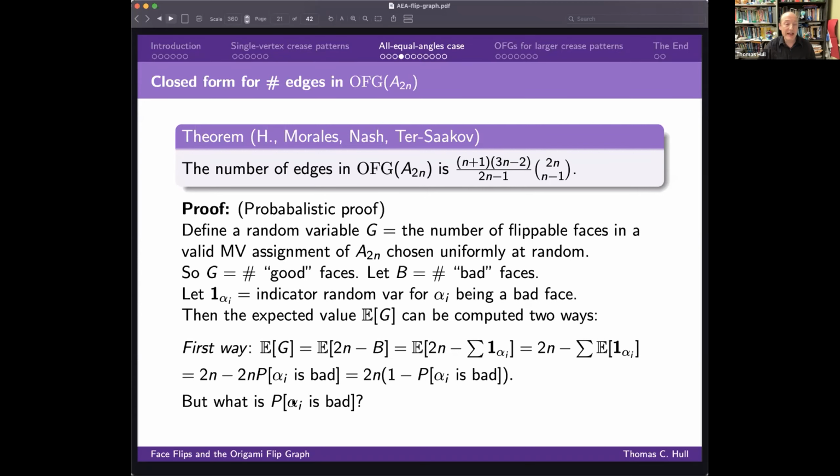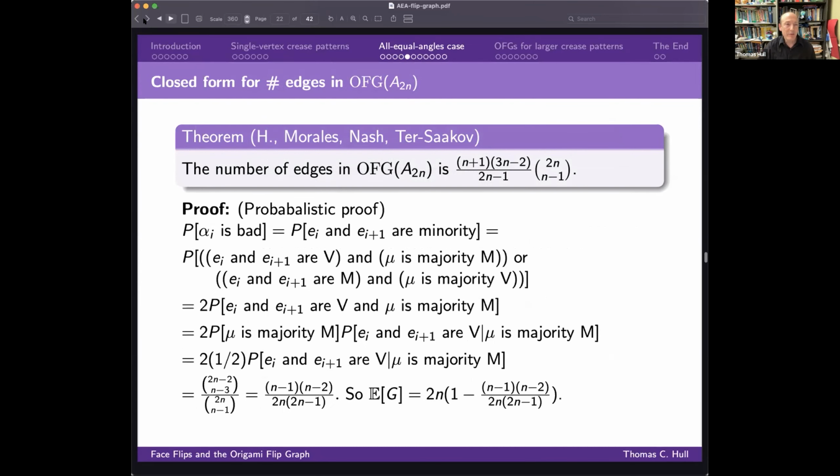What is the probability that a specific face is bad in this probability distribution? And that is something that we can actually figure out. So here we go. We're going to figure out what's the probability that a given face is bad. Well, if the face is alpha I, then let's call its creases on the left and right of it E sub I and E sub I plus 1. So let's suppose that this vertex is majority mountain.